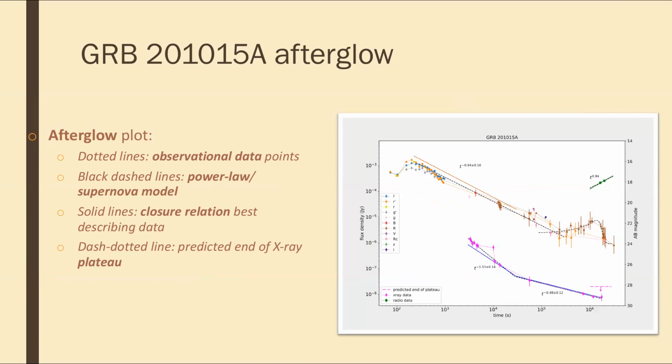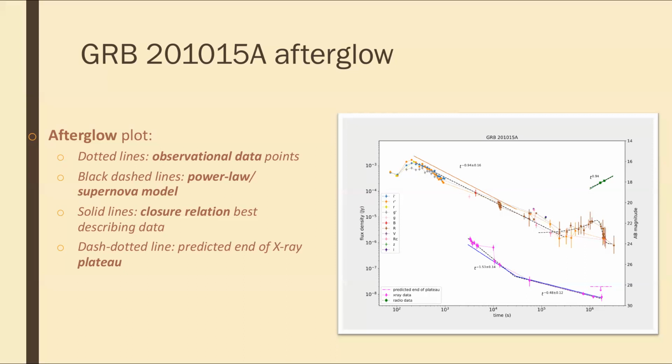Just to explain this afterglow plot, in the middle region here, we have the optical afterglow, and the blue region at the bottom is the X-ray afterglow. And then we have some radio observations over there. The observational data was fit to a power law and then a supernova model for the light curve. And in the X-rays, we fit it to a broken power law, which indicates this plateau phase happening at very late times.